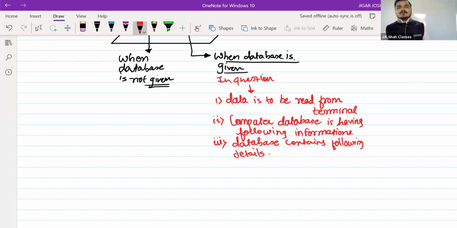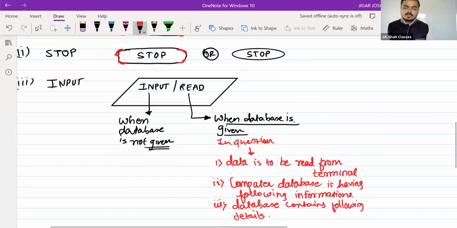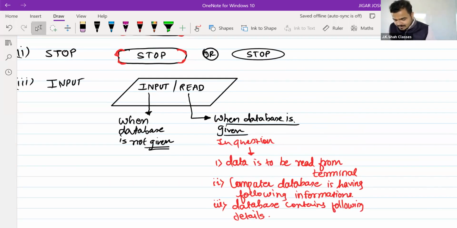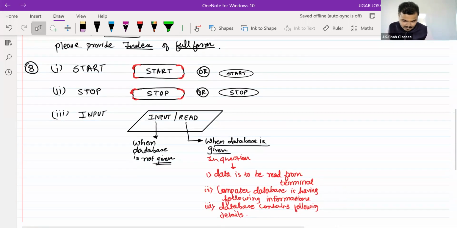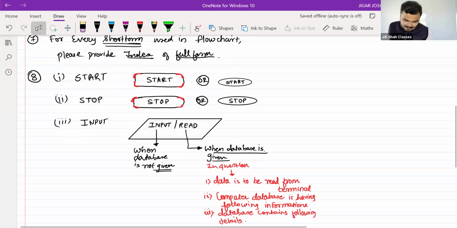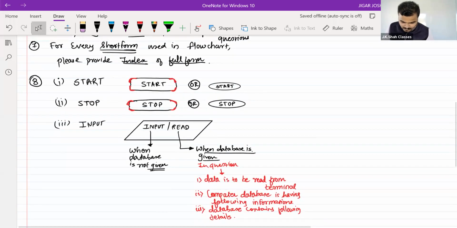If you can find this type of words in your question, then always remember you have to write it down, or you should use the command which one, my dear child? Sir, read. Otherwise, sir, input. Agree, my dear child? Yes, sir. From the seventh one, it's pending, people, to write it down. Please write it down from the seventh one now.